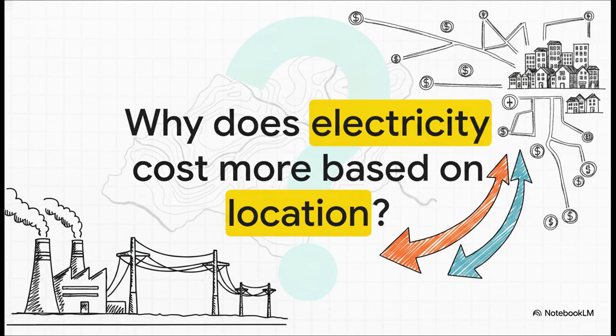Why does the exact same amount of electricity, literally an identical commodity, cost radically different amounts depending on where you physically sit on the grid? I mean, you'd think a megawatt hour is just a megawatt hour, right? Well, actually, no. On the power grid, location is absolutely everything. The physical geography of the grid completely rewrites the financial reality of the power flowing through it.